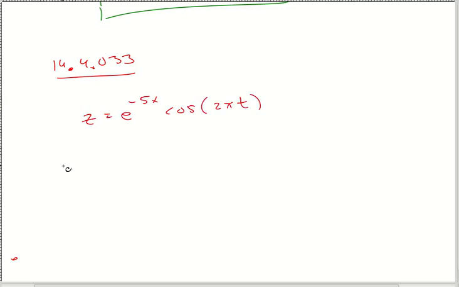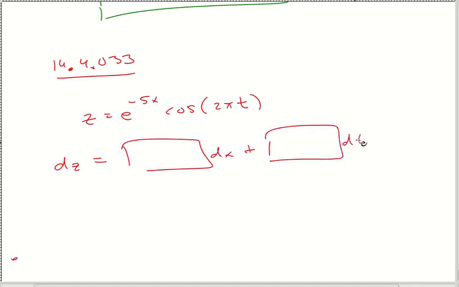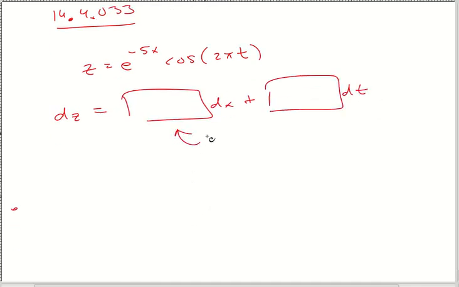Okay, next problem. I got 14.4.033. I got z is equal to e to the negative 5x cosine of 2 pi t. And they're wanting... this is kind of funny format. dz is equal to blank dx plus blank dt. And really what they're wanting to say here is this is z sub x and this is z sub t. And that's all it is. It's just partial derivatives.